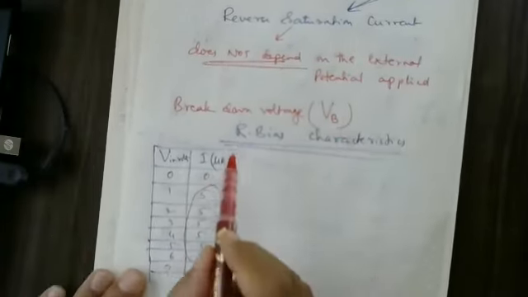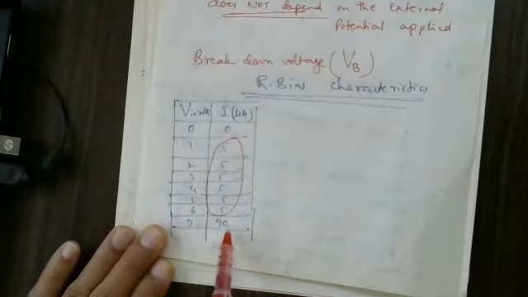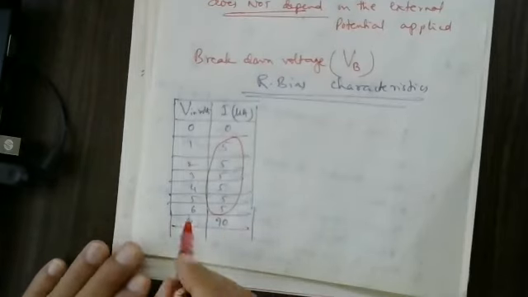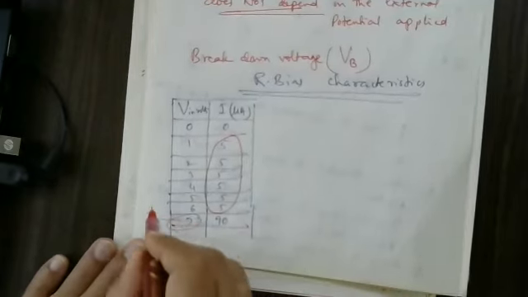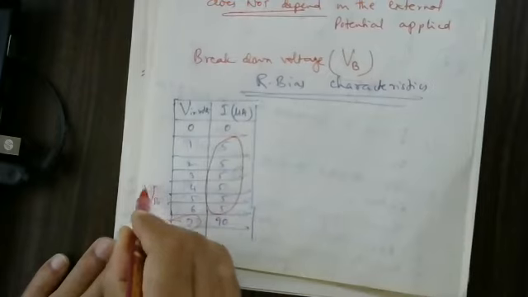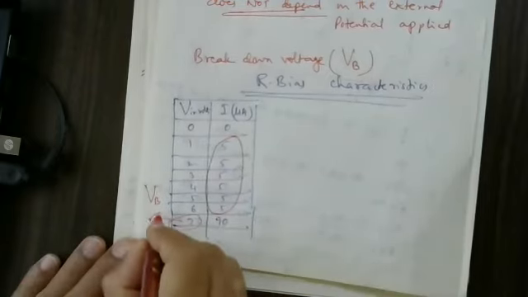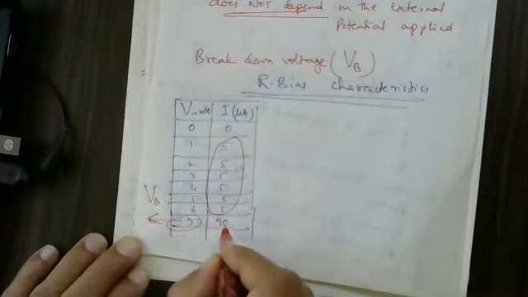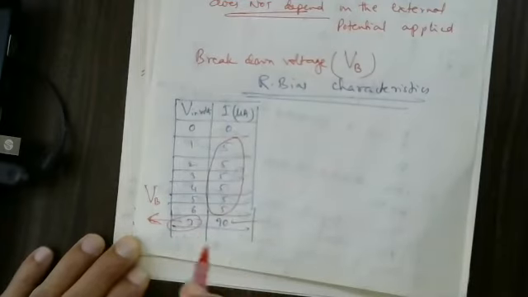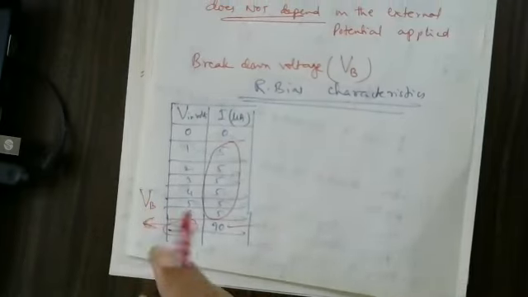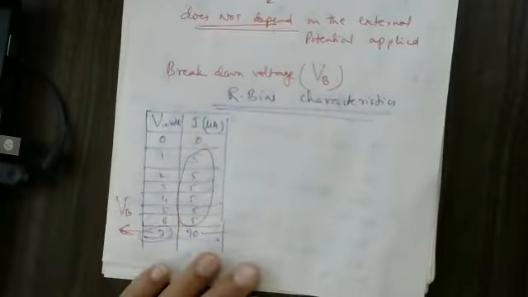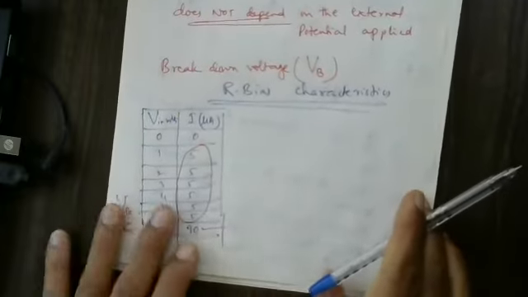But at a particular voltage here, current flow suddenly increases. That voltage is called the breakdown voltage. This voltage at which the current flow suddenly increases, that voltage is called the breakdown voltage. That one we are supposed to show in the form of a graph.